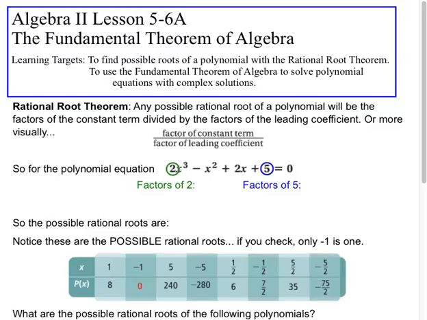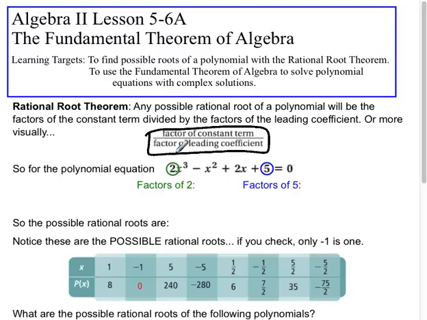The first idea is called the rational root theorem. The rational root theorem says that any possible rational root of a polynomial will be the factors of the constant term divided by the factors of the leading coefficient. Or more visually is this. So basically this is a way of finding any possible rational root. It's not saying everything on the list is a rational root. It's saying these are the only possible ones.